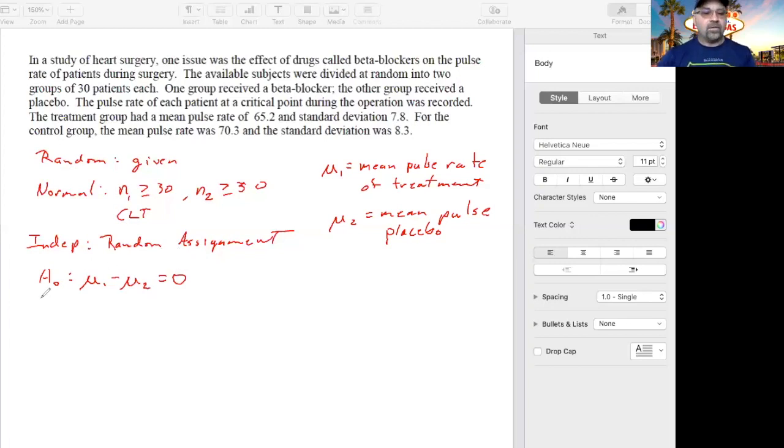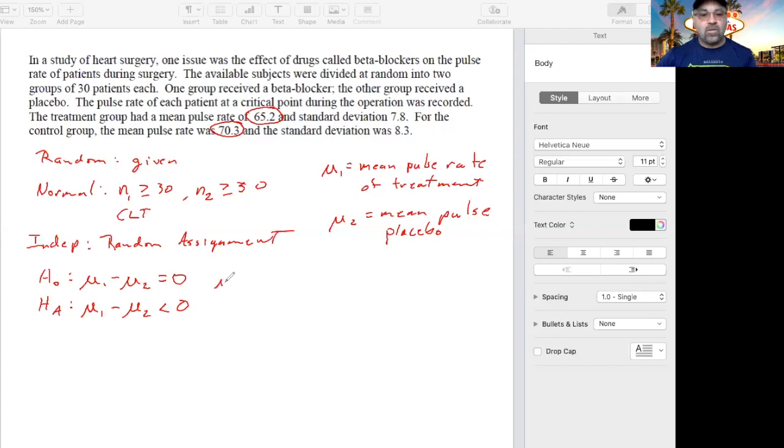For my alternate hypothesis, if I look at the data carefully, I see that the treatment group had a mean pulse rate of 65.2, and the control group had a mean pulse rate of 70.3. Because I'm trying to prove that maybe the beta blockers helped maintain a lower, healthier pulse rate, I'm going to say that mu1 is less than mu2. So mu1 minus mu2 is in fact less than 0. Those are the hypothesis designations.